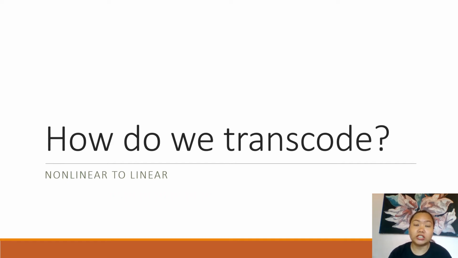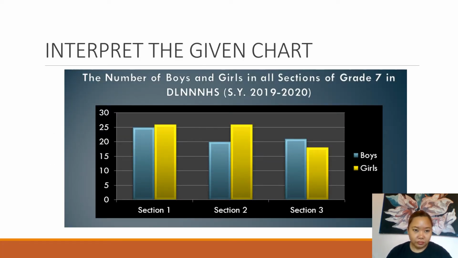So, next up is the reverse. How do we change graphs, charts, and tables to paragraph form, or to linear? Okay, so let's have an example. Interpret the given chart. Take a second to look at the chart that I have here. Take note of the legend, the numbers, the items here, and of course the title.